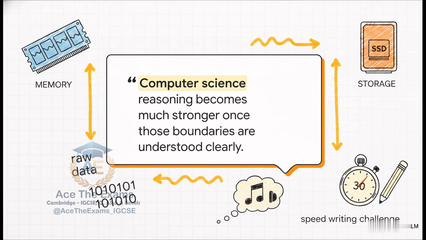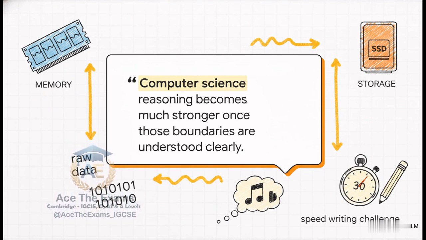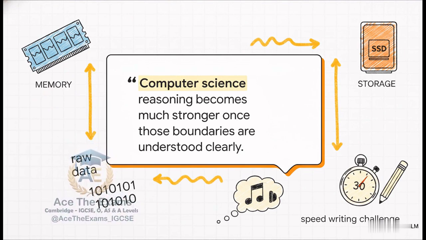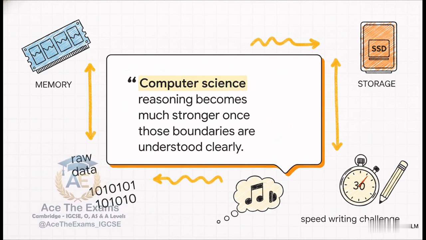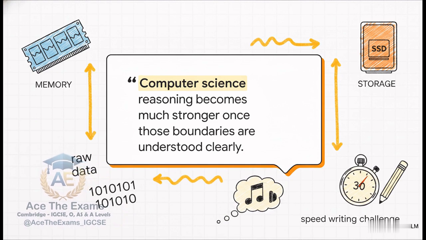Computer science reasoning becomes much stronger once boundaries are understood clearly. This right here is a foundational truth of the entire syllabus. But what do we mean by boundaries? We mean the stark, uncompromising contrasts between related concepts.